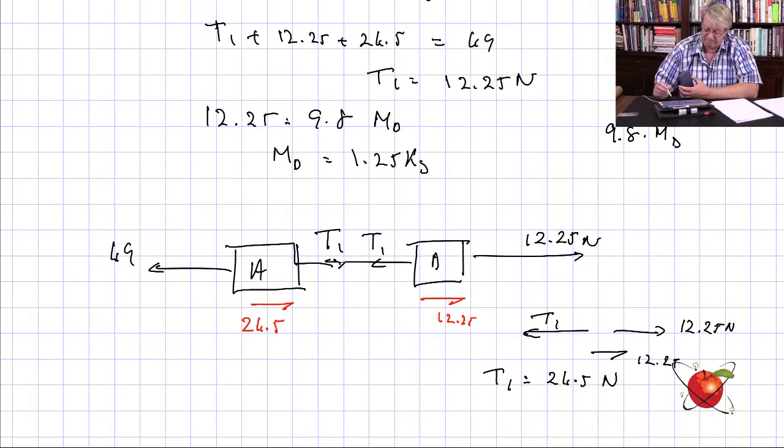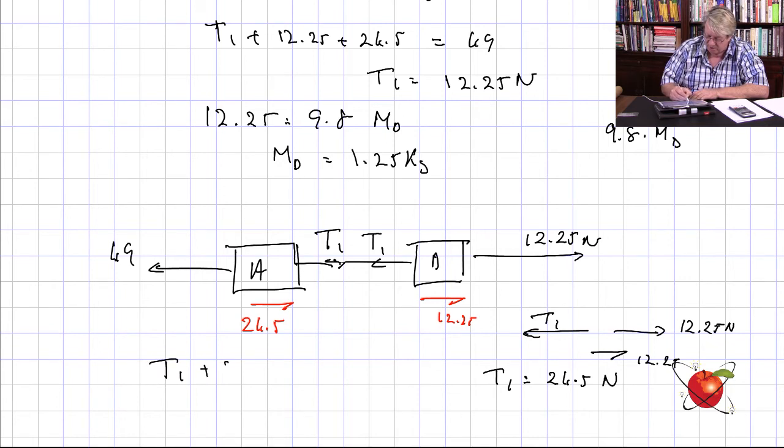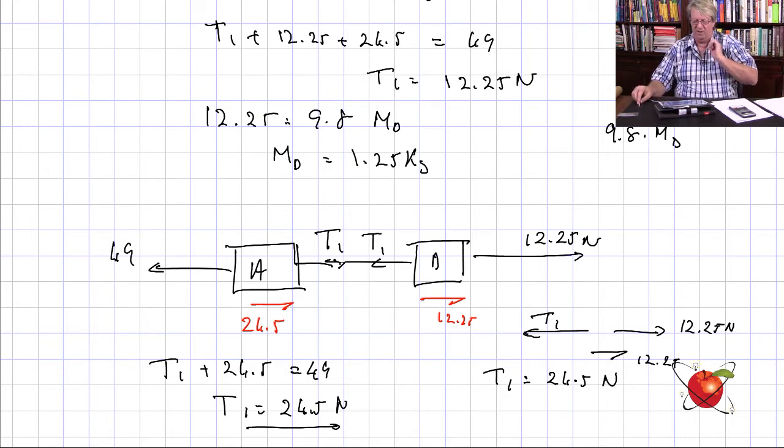24.5 newtons, okay? Right. And let's look at this side just to check. We've got T1 that way plus 24.5 must be equal to 49. Therefore T1 is going to be equal to 24.5. Okay? So the tensions are different in all three of the ropes, which we've now proven.